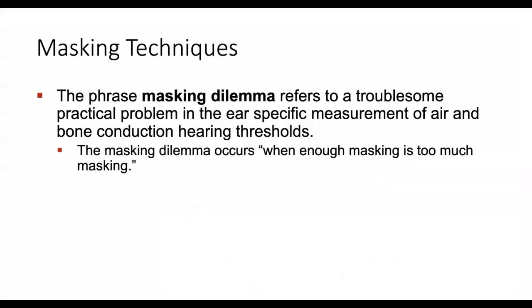Masking dilemma refers to the troublesome practical problem in which you have to use so much masking in the non-test ear that it eventually masks the test ear. And this essentially occurs when enough masking is too much masking.